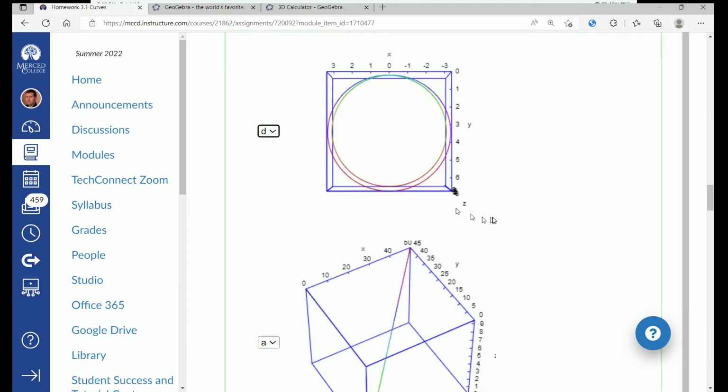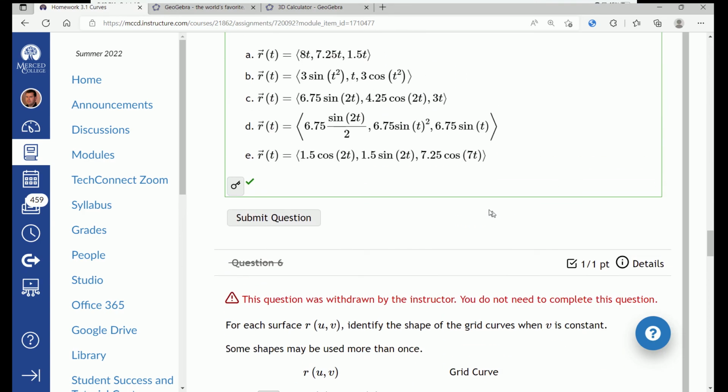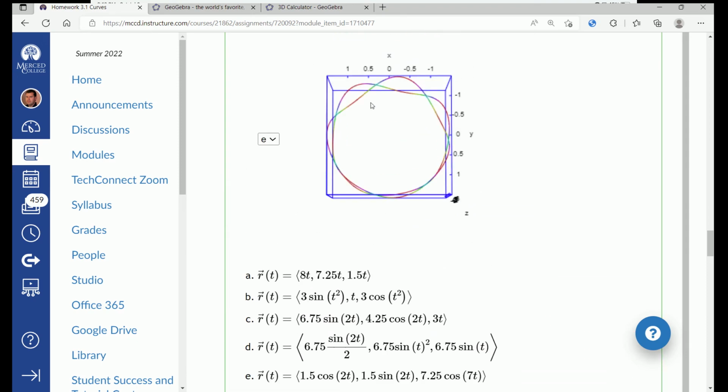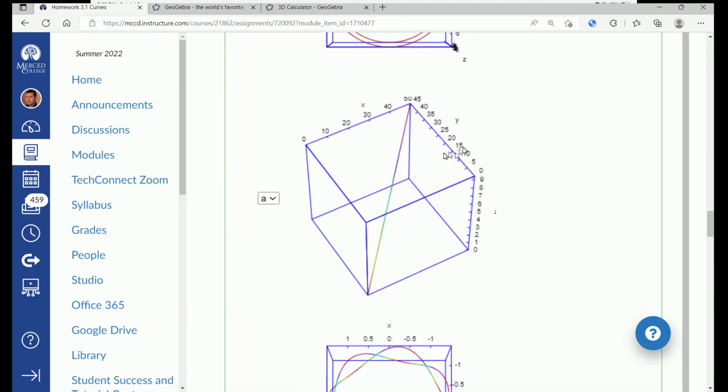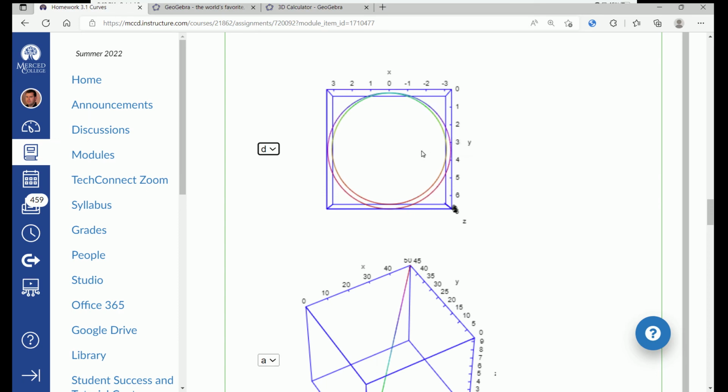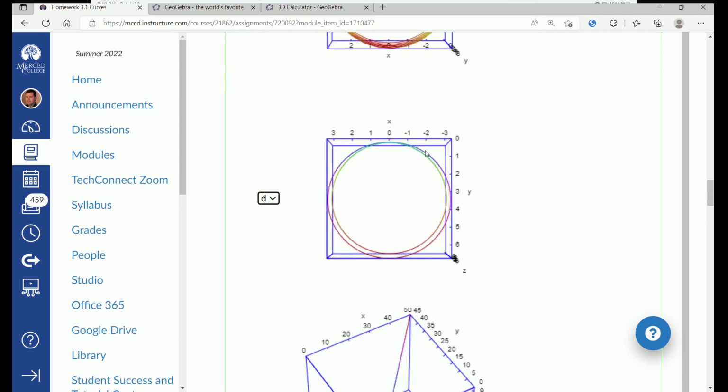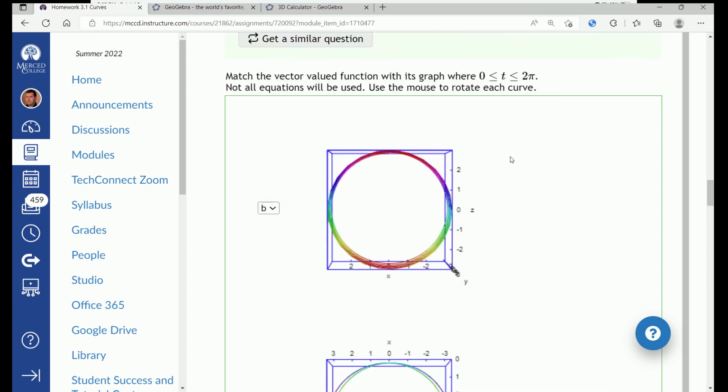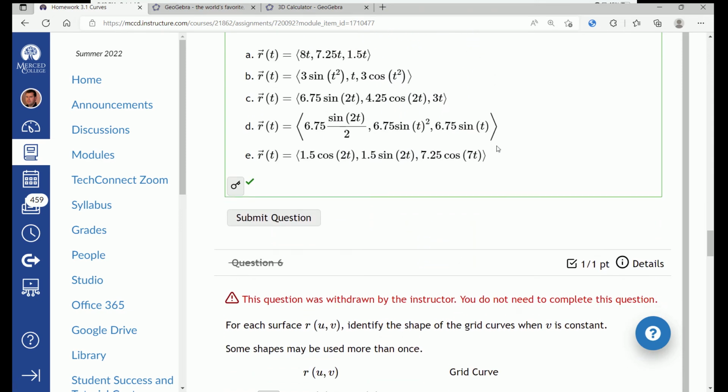So which one could it be? Which one has the y between 4.25 and negative 4.25? Actually, I'm not finding it. Oh, not all equations will be used. Okay. That's why we're not finding it. But you see the point, right?